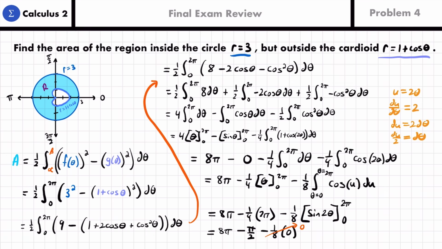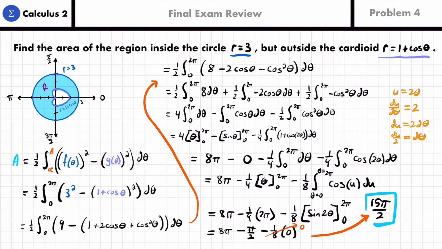So the final answer here will just be 8 pi minus pi divided by 2, and 8 pi in terms of halves would be 16 pi divided by 2. So 16 pi divided by 2 minus pi divided by 2 gives you the final answer of 15 pi divided by 2. That is the value for the area of the region inside the circle r equals 3, but outside the cardioid r equals 1 plus cosine theta.